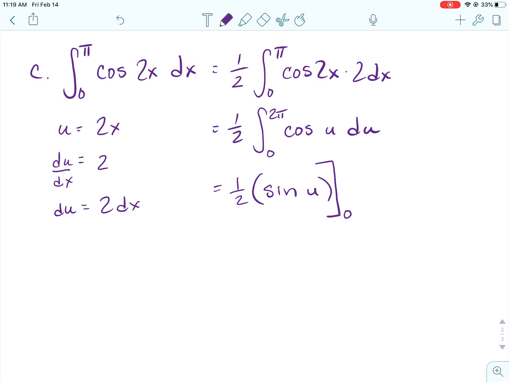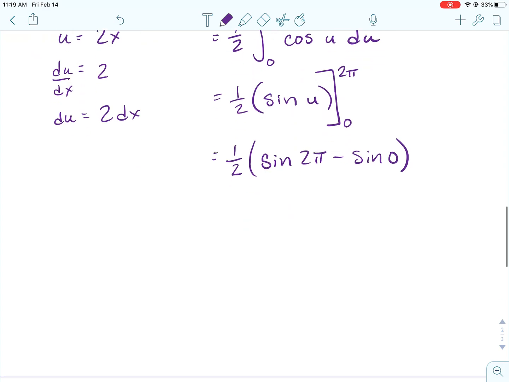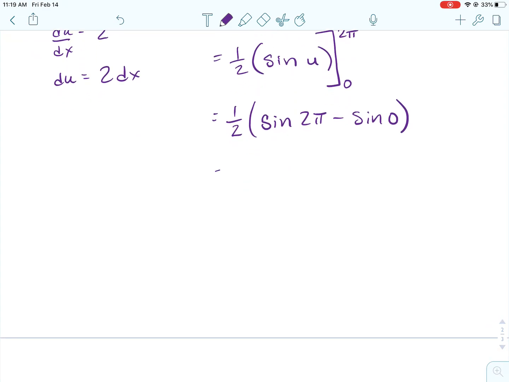Okay. And then we're going to plug in our upper and lower limits. All right, so we'll start with 2 pi. What is the sine of 0? 0. Oh, what's the sine of 2 pi? Also 0. They fall in the same exact place on the unit circle. So 1/2 times 0 is just going to be 0.